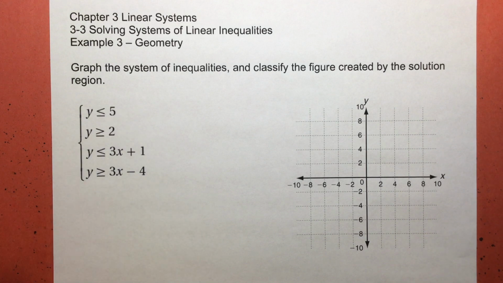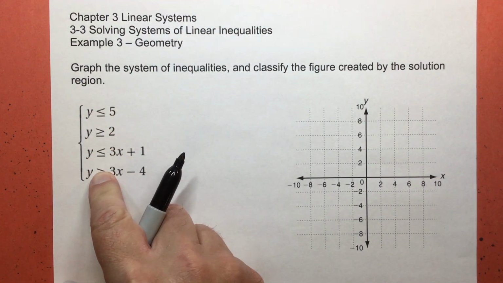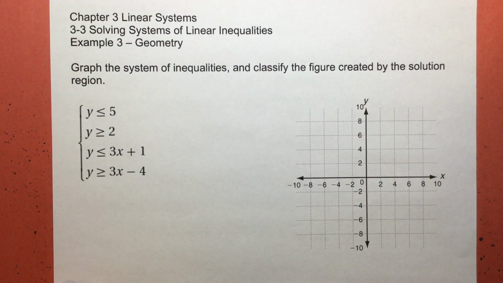In this example, we're going to have a system of more than two, and we're going to see what's going to happen. This system, with all solid lines, is going to create a geometric figure. It's going to create a polygon. So we're going to also identify what that polygon is going to be.